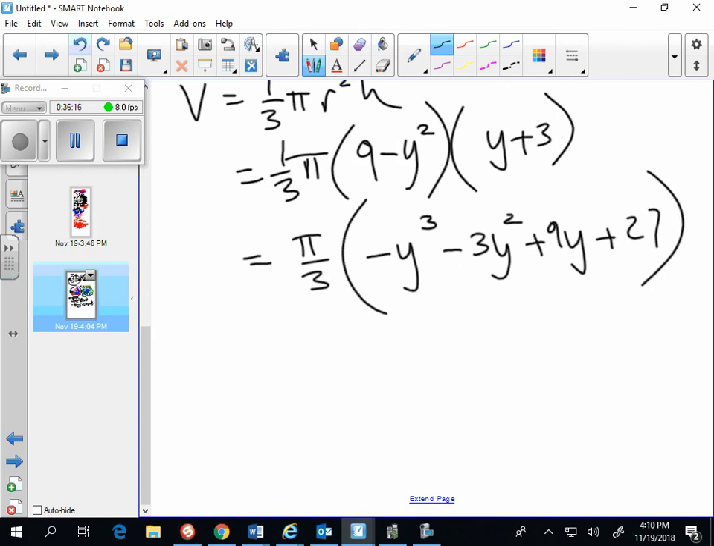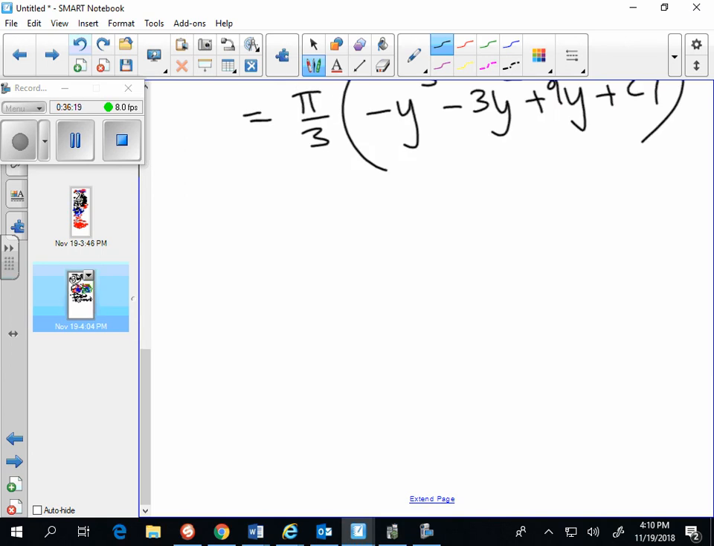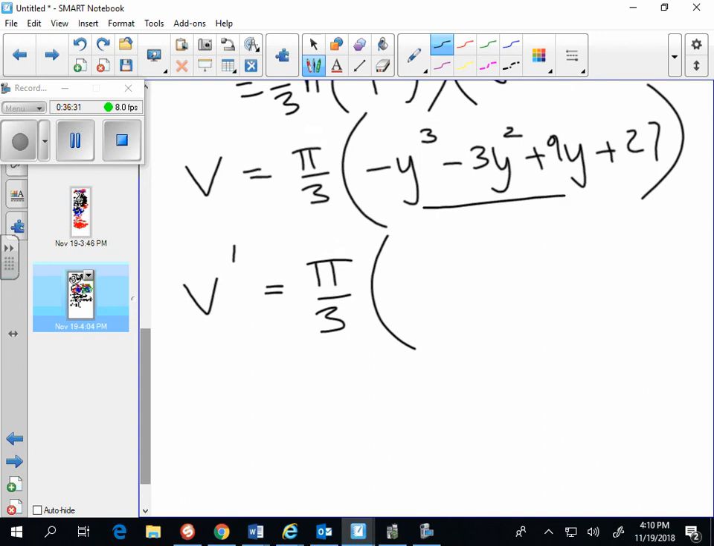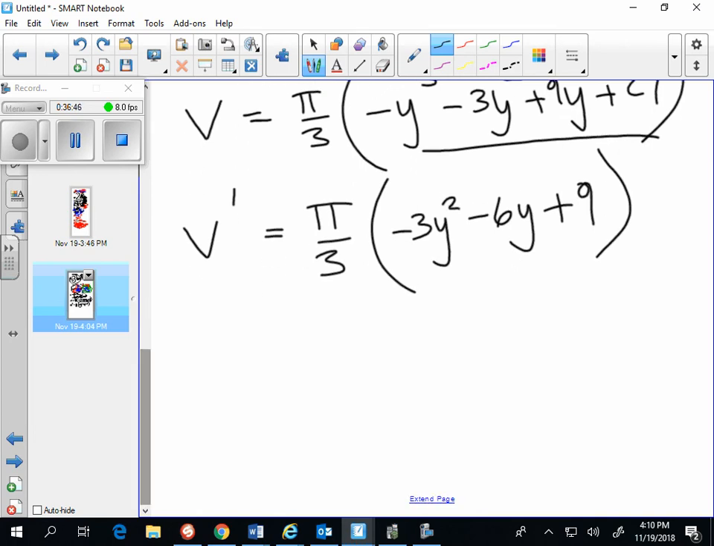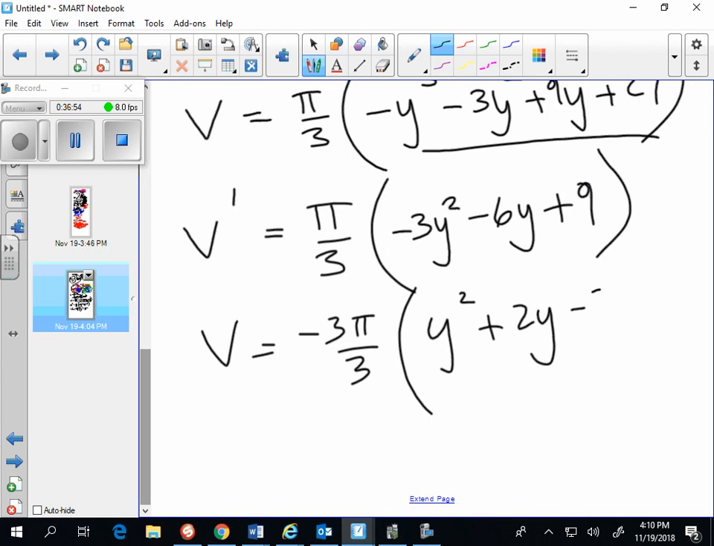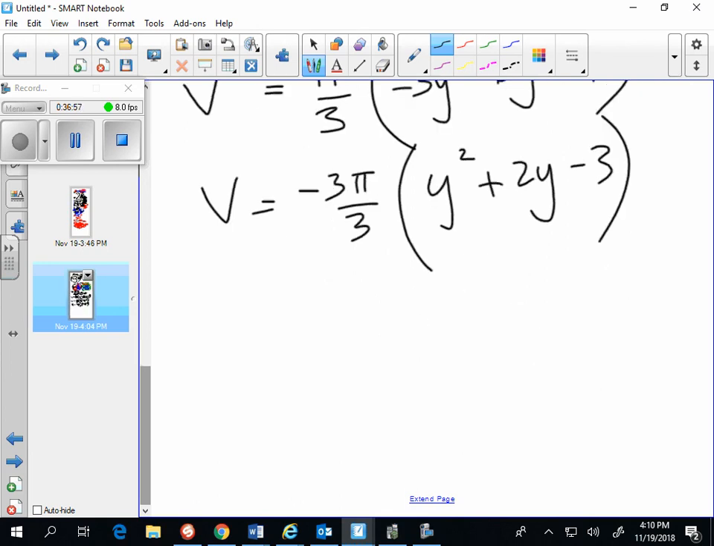Okay, and this is a constant times all of that, so I know the derivative of a constant times some stuff. Here's volume prime, it will be that constant times the derivative of this volume polynomial. So the derivative of the volume polynomial is negative 3y squared minus 6y plus 9. In fact, I notice I can factor a negative 3 out of here. So if I pull that negative 3 out, there's still a pi over 3 out in front. We get y squared plus 2y minus 3.